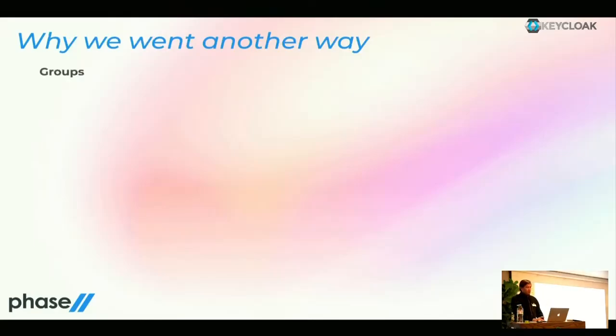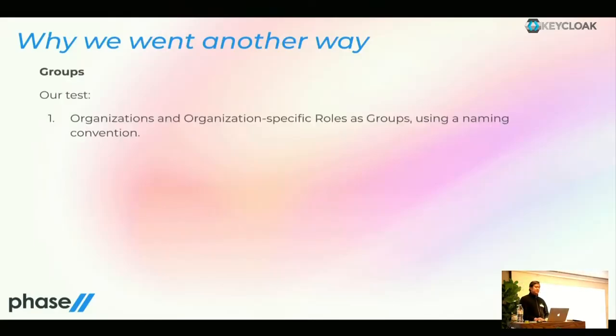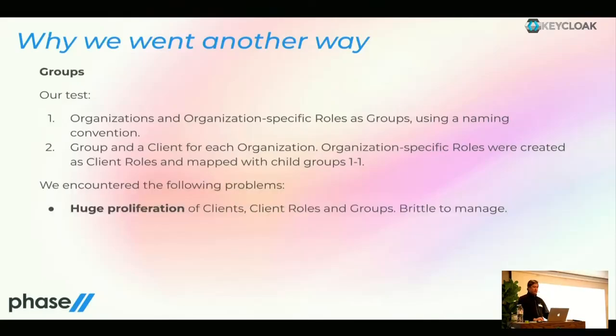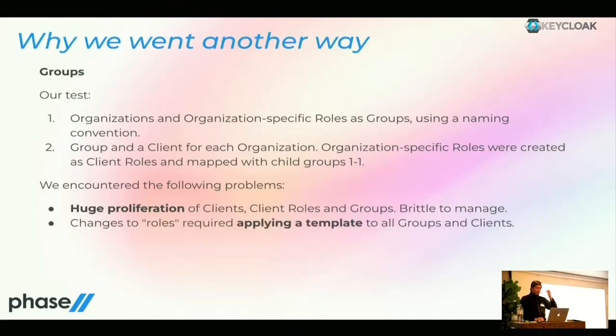Why we went another way in terms of groups: what we built in our test was organizations and organization-specific roles as groups and subgroups using naming conventions. And then a group and a client for each organization, and organization-specific roles were created as client roles and mapped to child groups one-to-one. Again, we encountered some problems. One, for large sets of organizations, we ended up with huge proliferations of all of those different entities. That becomes brittle to manage, especially if you're an individual administrator who's not really sure what the conventions mean and how they map to specific roles.